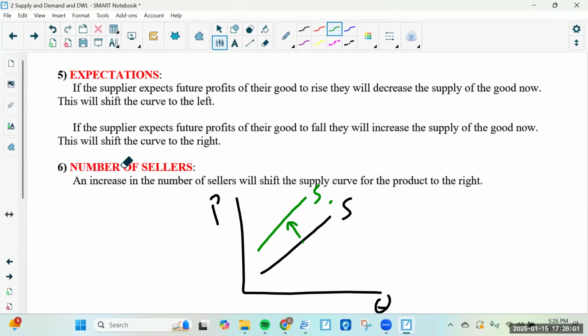And the last one is number of sellers. This is just like population. More sellers, supply shifts to the right. Fewer sellers, supply curve shifts to the left.